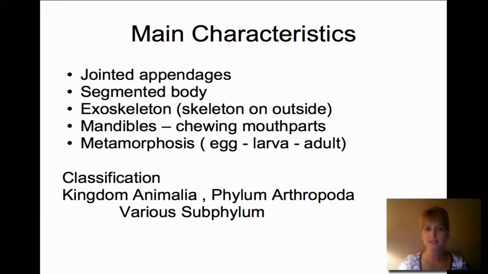They have a segmented body. So sometimes they have 3 segments, sometimes they just have 2. They all have an exoskeleton. So their skeleton is on the outside of their body. They have mandibles, so they have chewing mouth parts. And they all go through a metamorphosis. So they have an egg, a larva, and an adult stage.